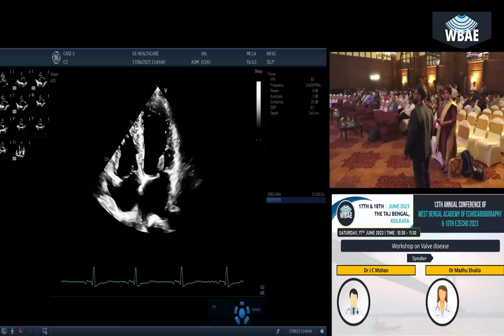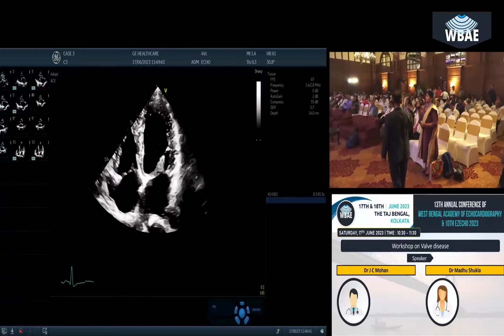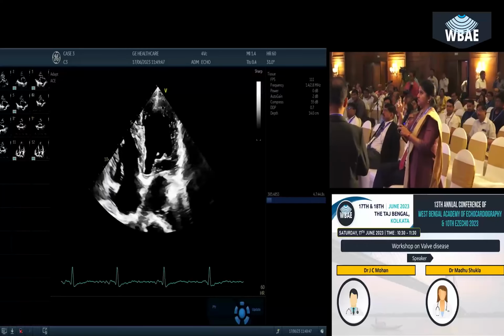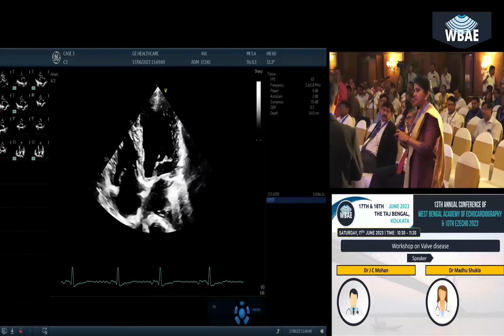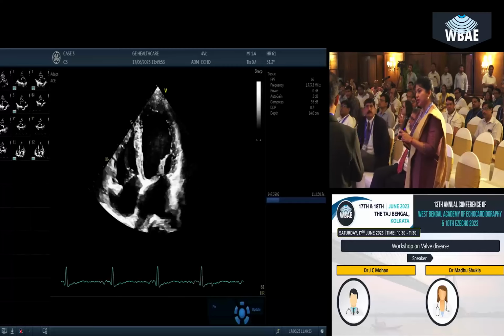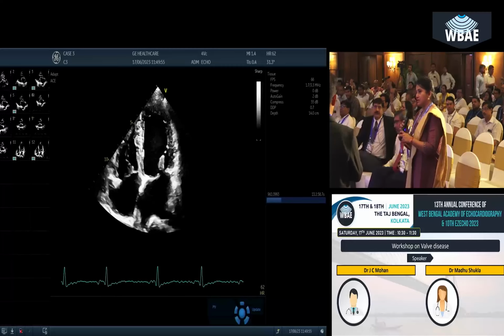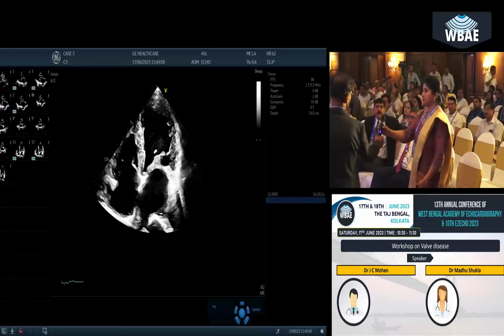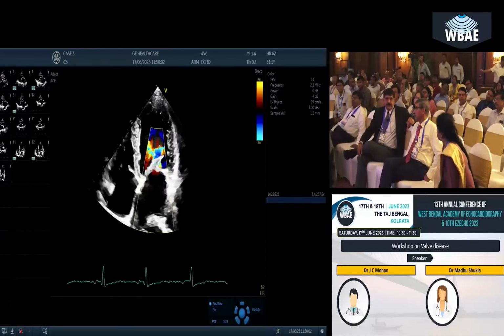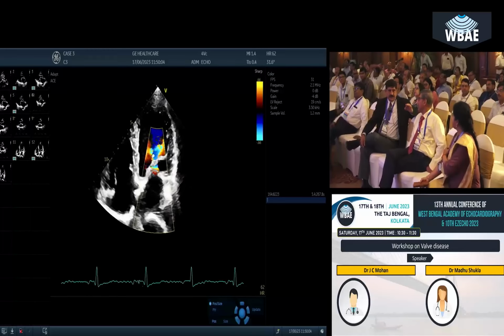Sir, I have a question. In the 2D echo parasternal long axis view, the way you showed taking the aortic annulus, how accurate is it? Is it actually showing the true aortic annulus? No, it is mostly inaccurate. You should always take it in a short axis view.